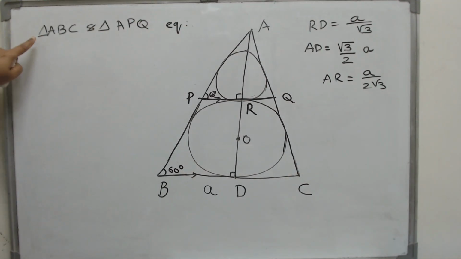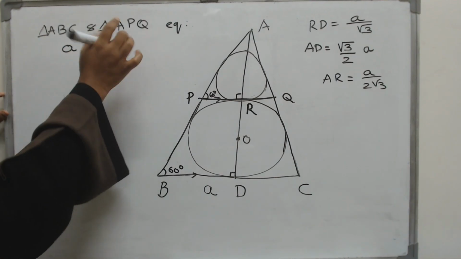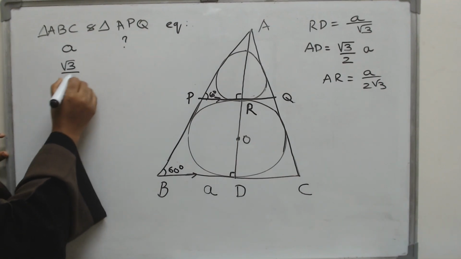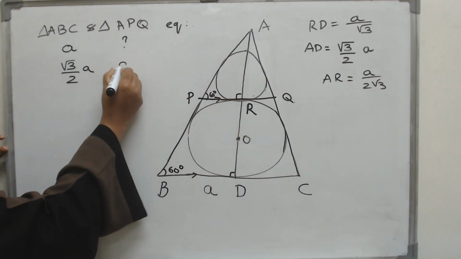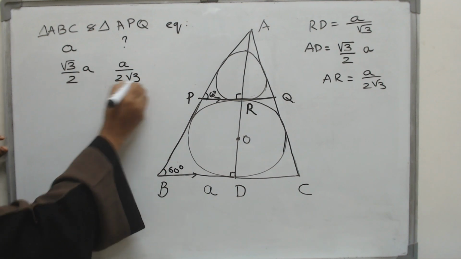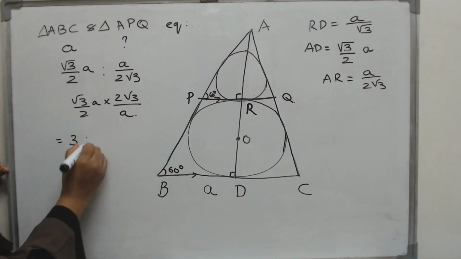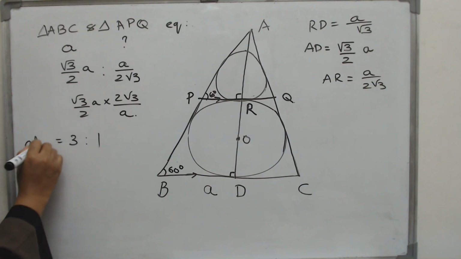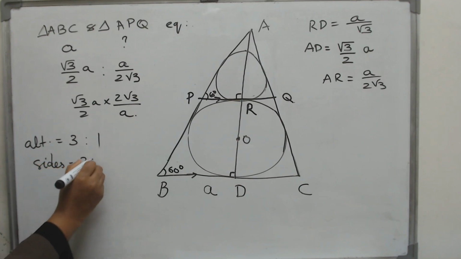We know that the side of the bigger triangle is a. What we need to find is the side of the smaller triangle. Now, what do we know about their altitudes? The altitude of the bigger triangle is root 3 by 2 a, and the altitude of the smaller one is what? It is a by 2 root 3. Then what is their ratio? If you look at their ratio, it is going to be 3:1. Now this is the ratio of the altitudes. Then that means the ratio of the sides is also going to be the same.